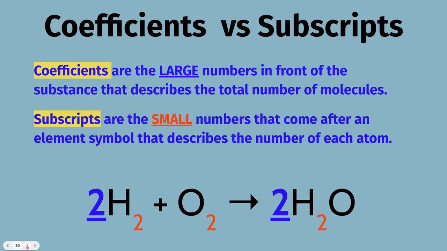Coefficients versus subscripts. Coefficients are the large numbers in front of the substance that describes the total number of molecules. The subscripts are the small numbers that come after an element symbol that describes the number of each atom.